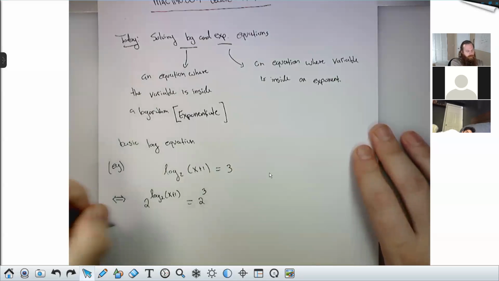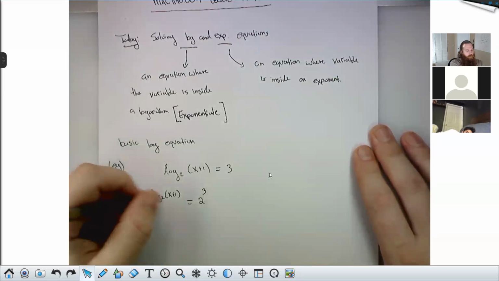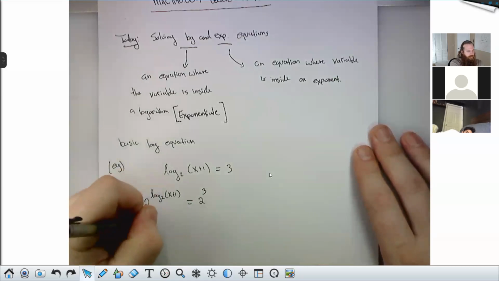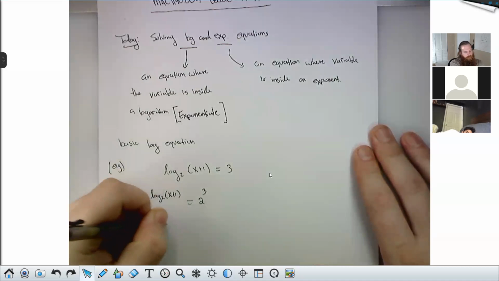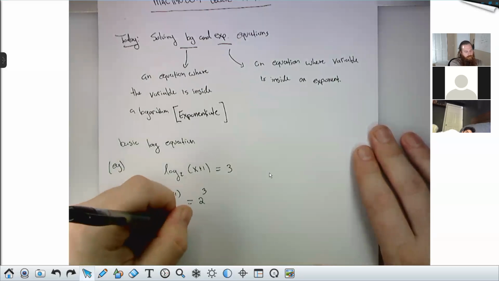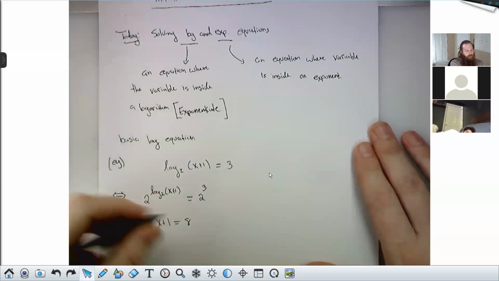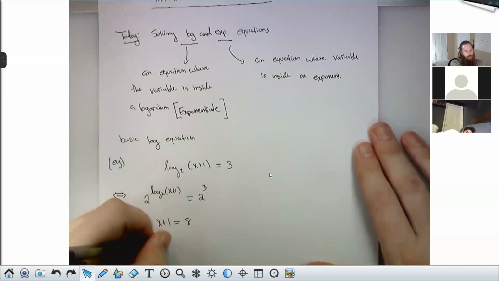Now on the left-hand side, 2 raised to the base 2 log of x plus 1, that's 2 raised to a base 2 log of some stuff. That's just going to be that stuff. And on the right-hand side, 2 cubed is 8. So then my last move would be to subtract 1, and I get x equals 7.